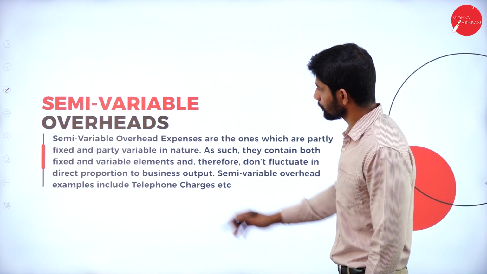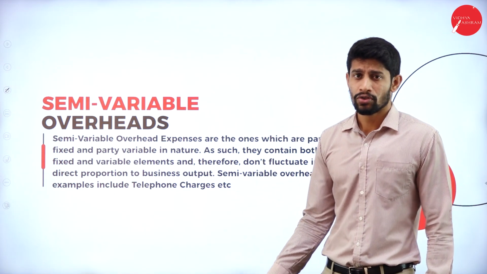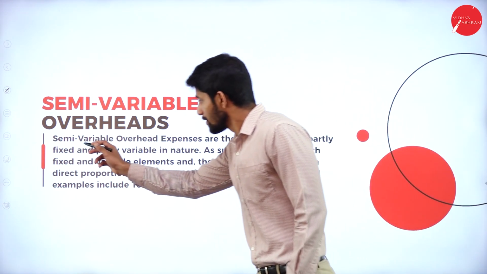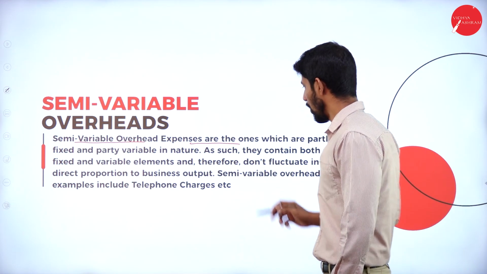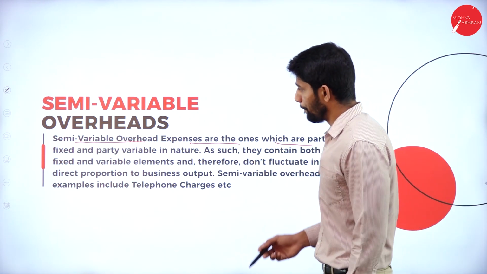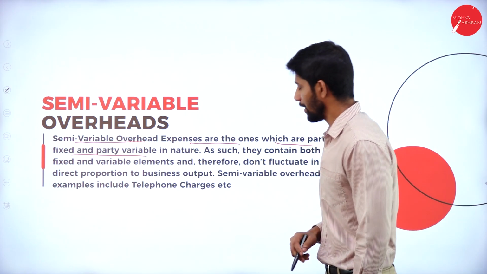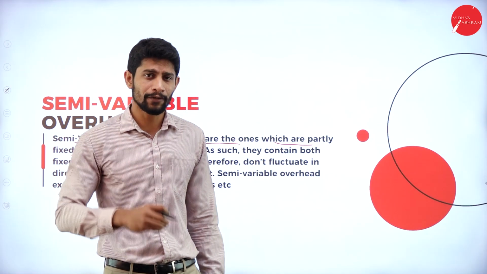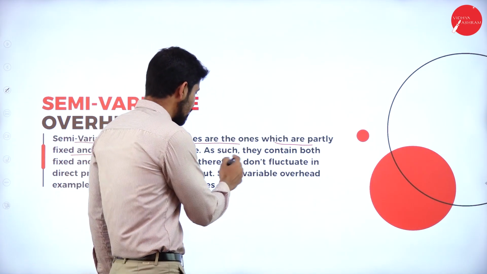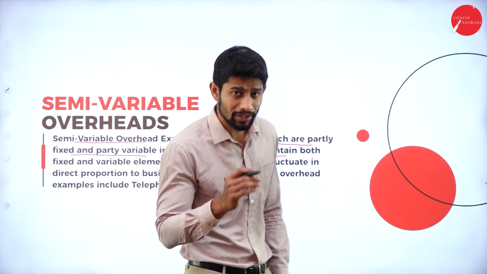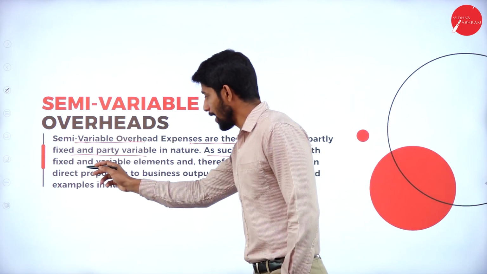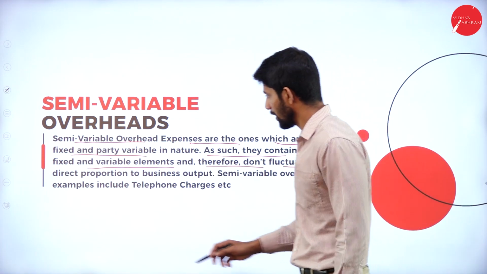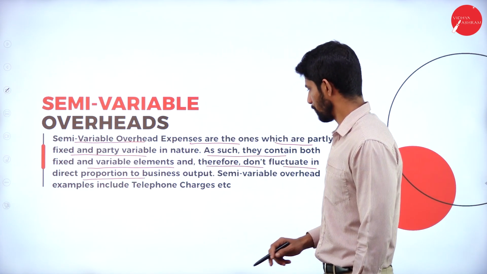Next, moving further, semi-variable overheads. So what are semi-variable overheads? Semi-variable overhead expenses are ones which are partly fixed and partly variable in nature. So it is not fully fixed and not fully variable. As such, they contain fixed and variable elements, and therefore don't fluctuate in direct proportion to business output.